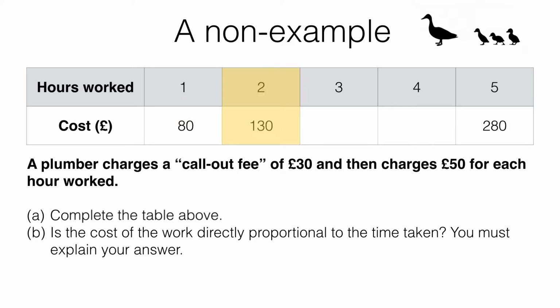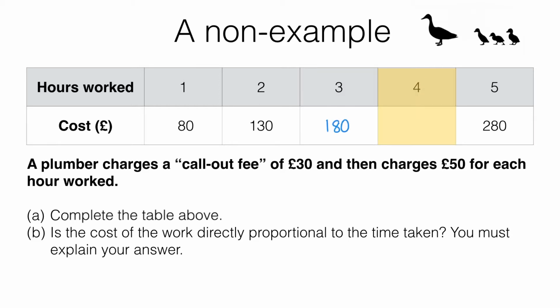For 2 hours of work, you have to pay 2 lots of £50, so that's £100, plus you also have to pay the call-out fee of £30, which is why we get 130 here. For 3 hours' worth of work, you have to pay 3 lots of £50, which is 150, and then you have to add on the call-out fee of 30, and that gives you £180.